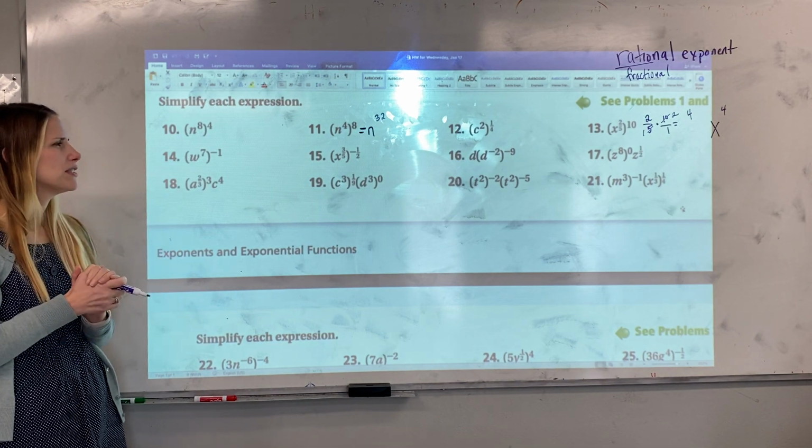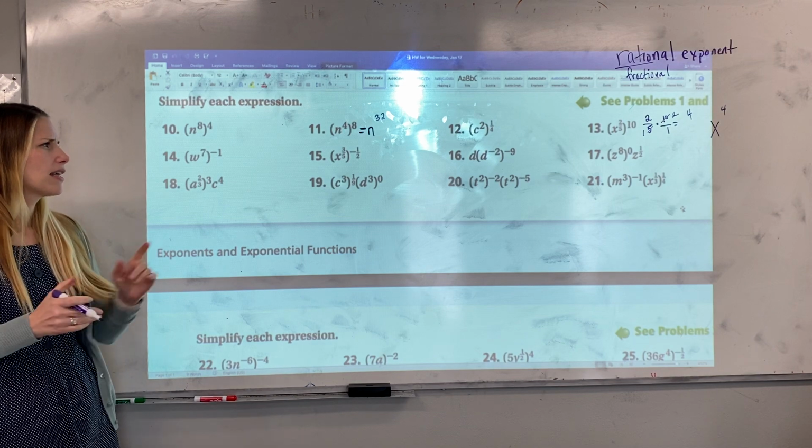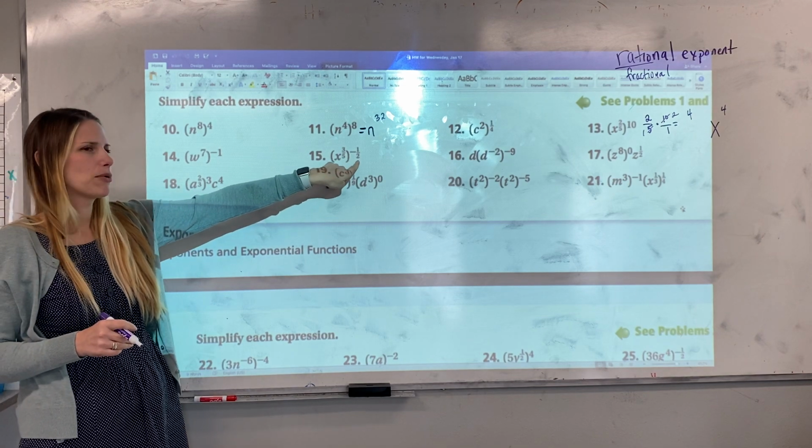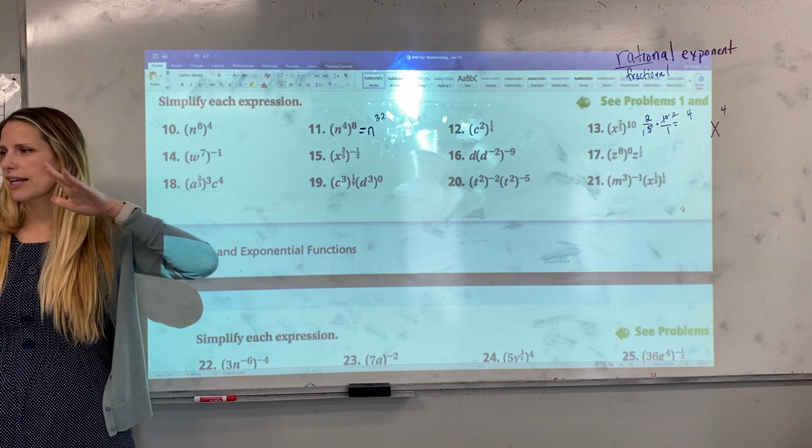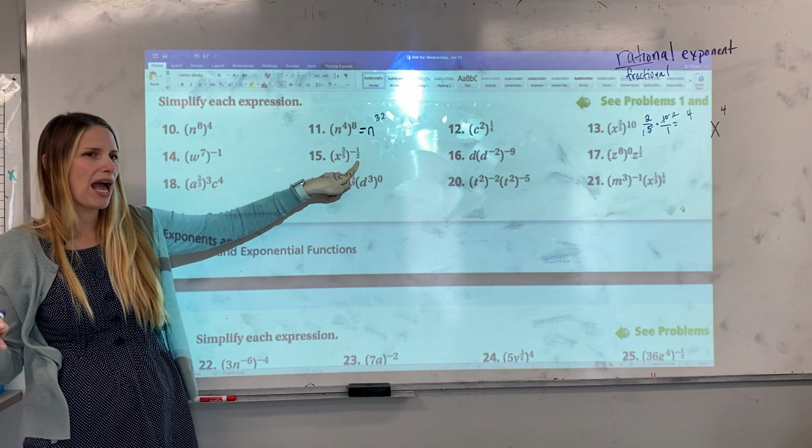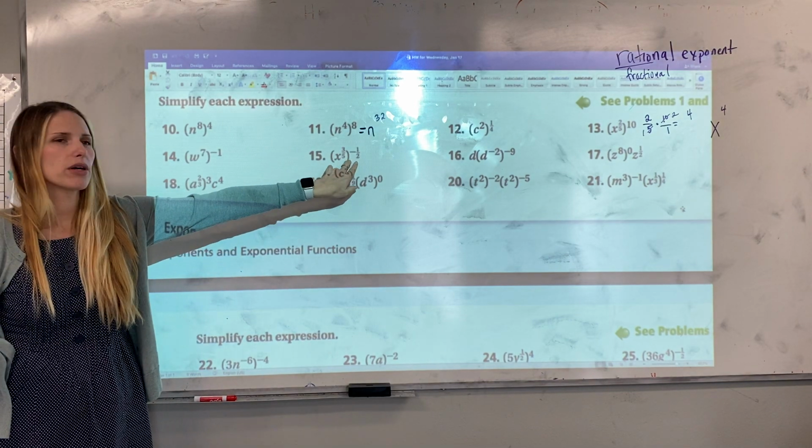All right, number 15. The exponent is being exponented. Again, that's just my silly way of saying it. It's really a power being raised to a power. So what do we do with our exponents?